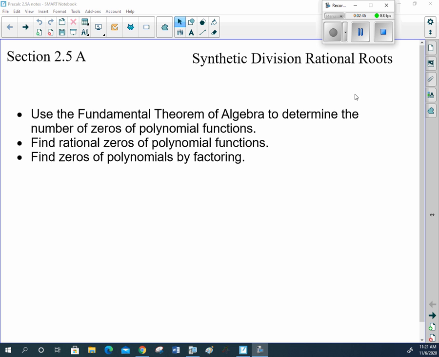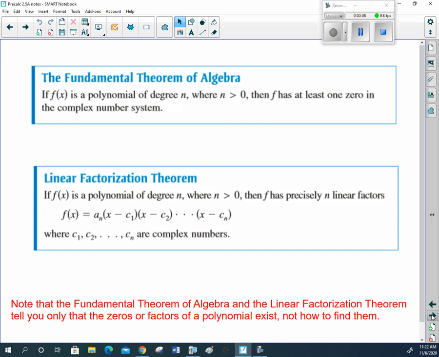So what we're doing today is the fundamental theorem of algebra, which you guys already know. Rational zeros, finding rational zeros with the rational zero theorem. That might be something new for some of you guys. And then zeros of polynomials by factoring, we already know how to do that. So we're going to take some skills that we already know how to do and combine them with some new stuff.